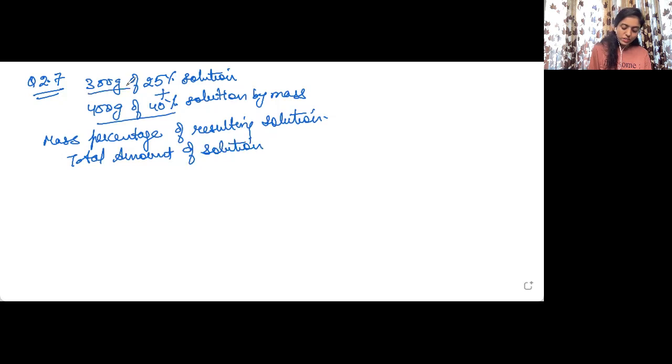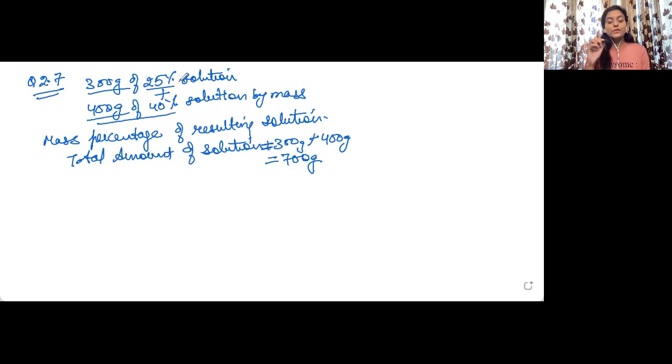So one solution is 300 gram. We are mixing it with 400 gram of other solution. So it will be 300 gram plus 400 gram, which is equal to 700 grams. So this is the total mass of the solution. Okay. Now let us see what will be the mass of the solute.